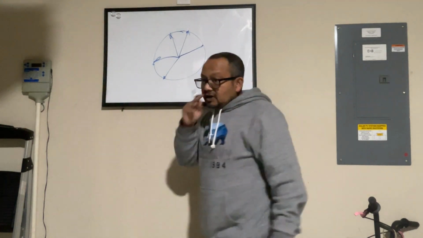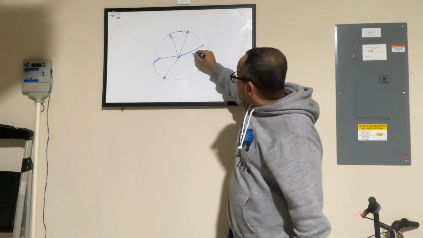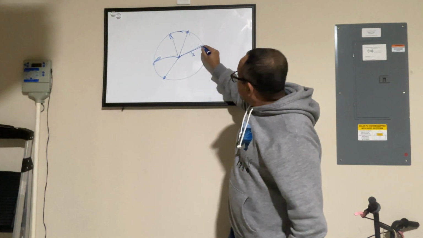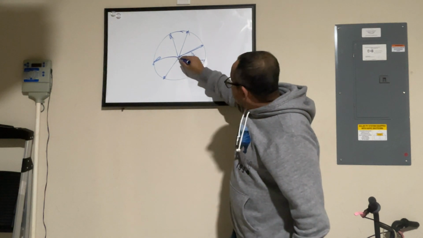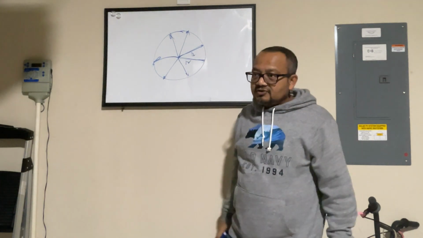Not fraction, this is called radius. This center is at an equal distance from all the places on the body, okay? This distance is called radius, okay?